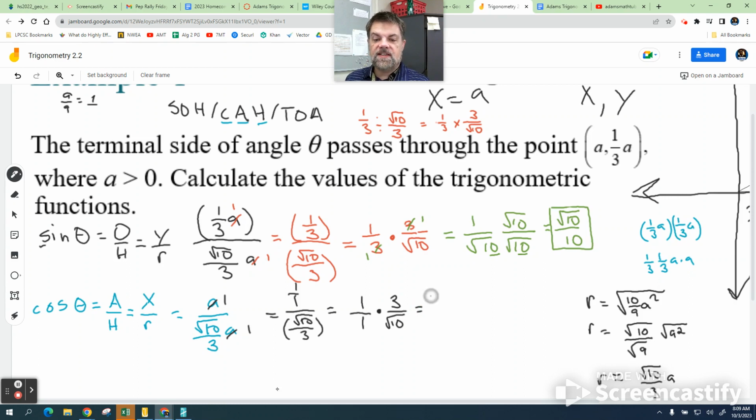When I multiply across the top, I get 3. When I multiply across the bottom, I get the square root of 10. We cannot leave a square root in the bottom of a fraction. So I rationalize the denominator. Whatever I do on the bottom, I have to do to the top. 3 times the square root of 10 is the exact value. I leave it that way. Can I plug it in the calculator and get a decimal? Oh, yeah. But we want the exact value. So we leave it that way. And then the square root of 10 times the square root of 10 is just 10. Okay?